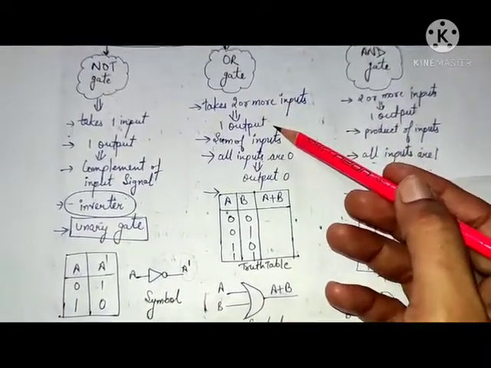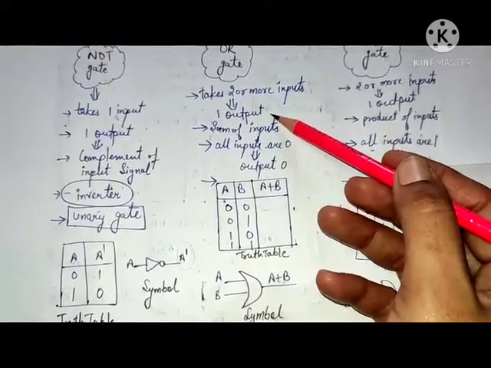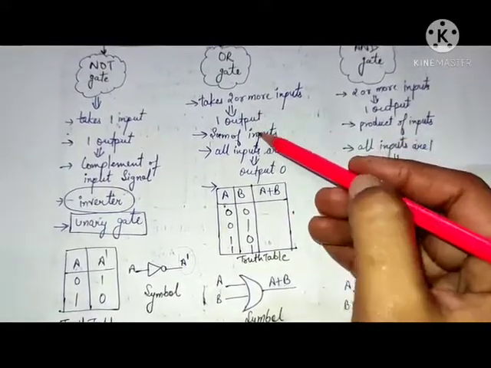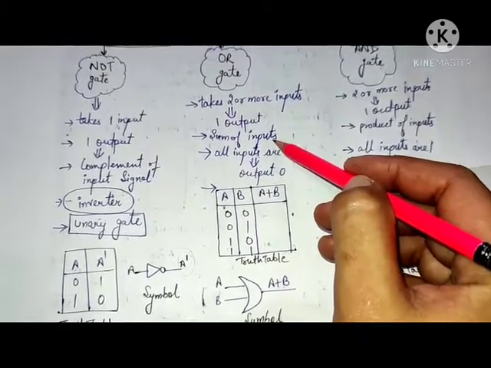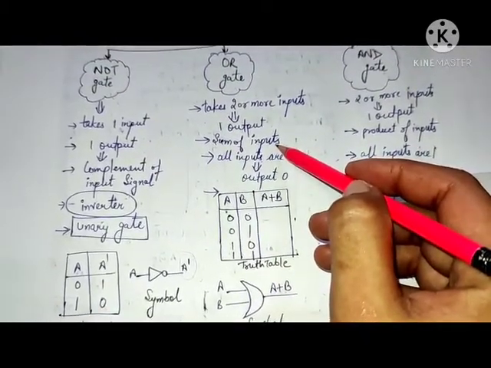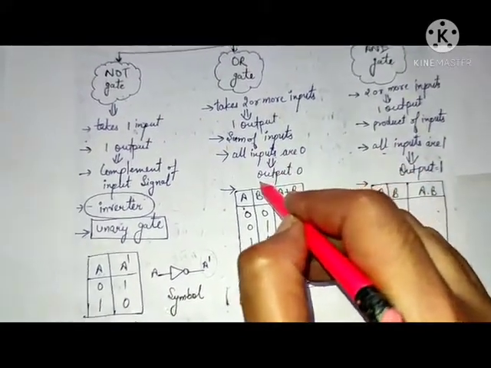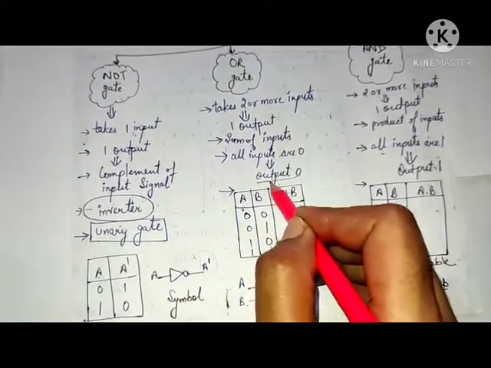Next gate is OR gate. It takes two or more inputs and produces only one output signal. OR gate is used to perform the addition of all the inputs. It produces the output that is the sum of all the input signals. When all the inputs are 0, then only the output is 0, otherwise the output is 1.